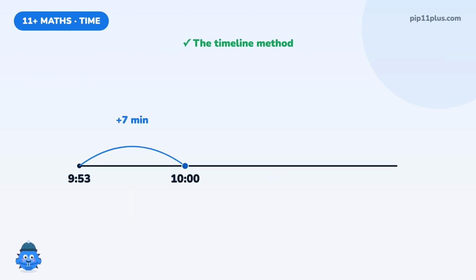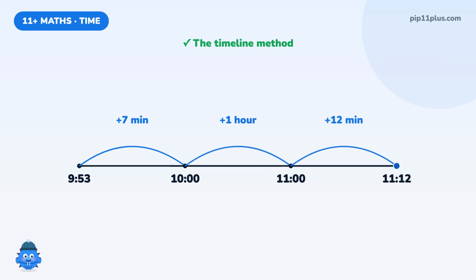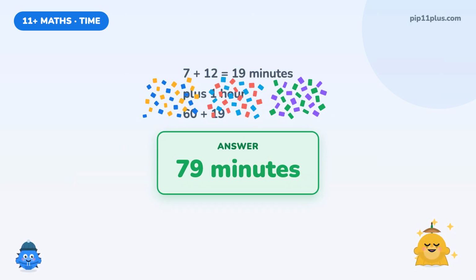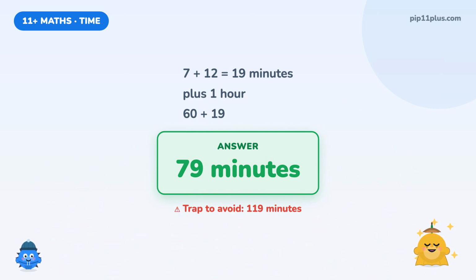9:53 on the left. First jump to the next whole hour, 10 o'clock, that's 7 minutes, then jump the whole hour up to 11, and finally a small jump to 11:12, 12 minutes. Add the minute jumps. 7 and 12 make 19 plus 1 hour. They want minutes, so swap the hour for 60. 60 plus 19 is 79 minutes. And watch the trap. 119 will be offered for anyone who thinks an hour is 100 minutes instead of 60.